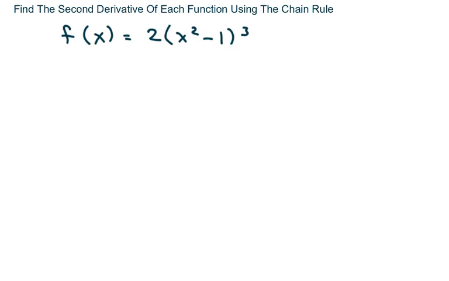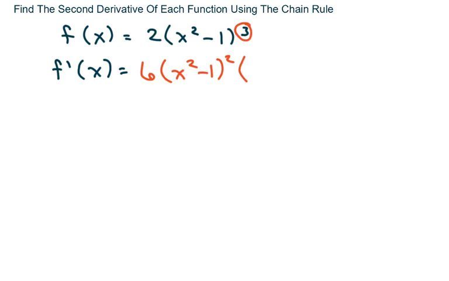We're just going to use the chain rule and take the derivative of f, and we're going to multiply the 3 and the 2 and get 6. x squared minus 1, 3 minus 1 is 2. Then you take the derivative of your inner function, which is 2x. And simplifying, we get 12x times x squared minus 1 squared.